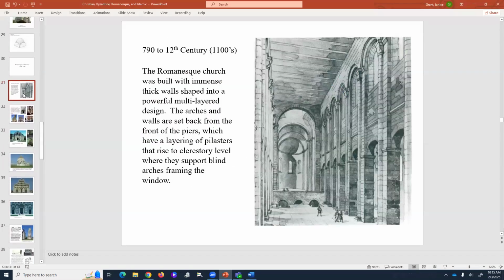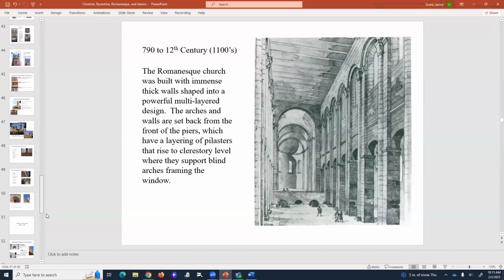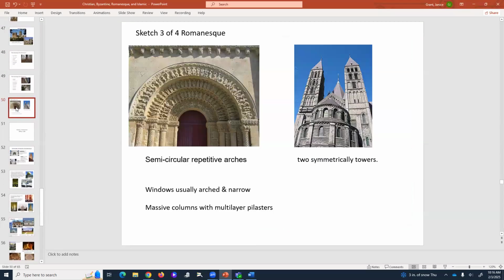Right here, this is starting to bring in that massive wall to get the windows at the top, and just part of Romanesque style that later on starts to lighten up a little bit as we move into Gothic and other styles.